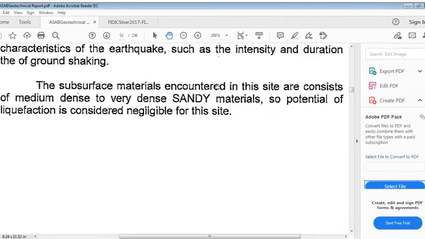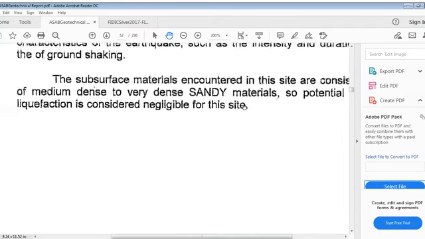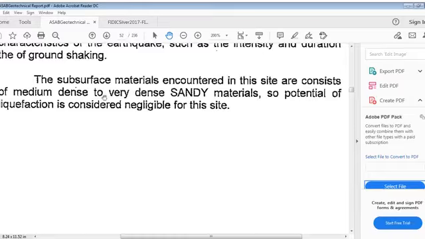Subsurface materials encountered in this site do consist of medium dense to very dense sandy materials, so the potential of liquefaction is considered negligible for this site. It's dense sandy material.